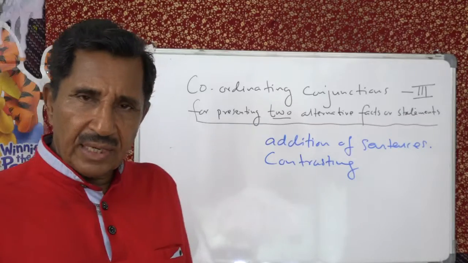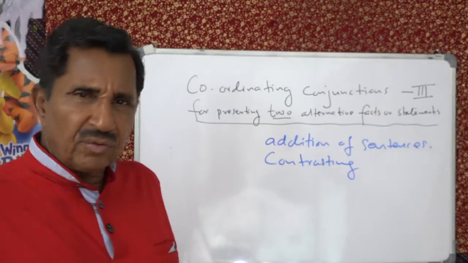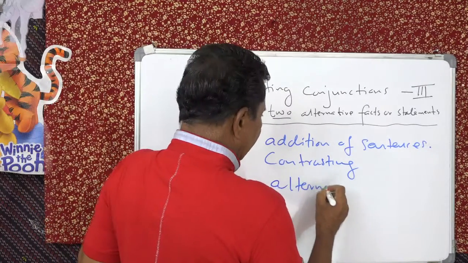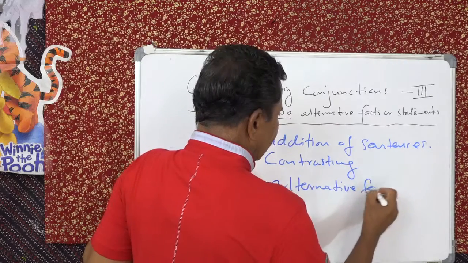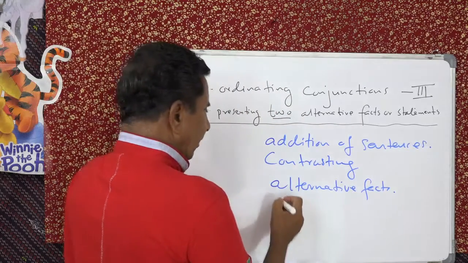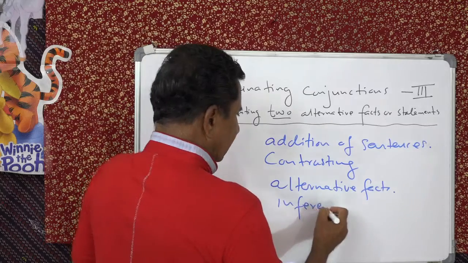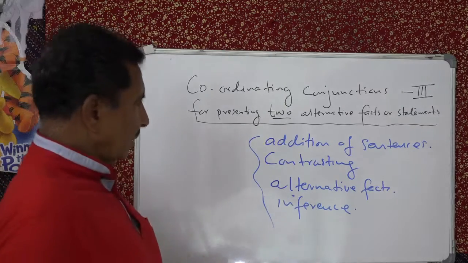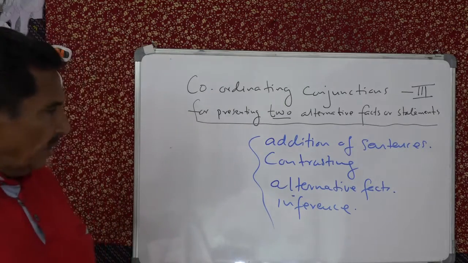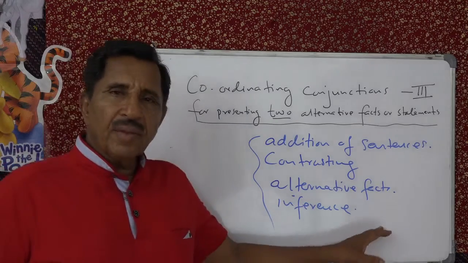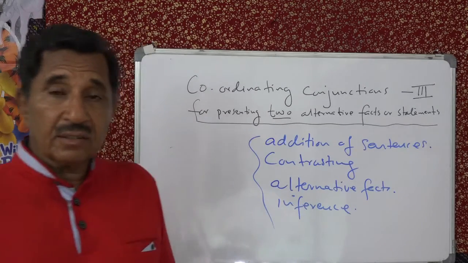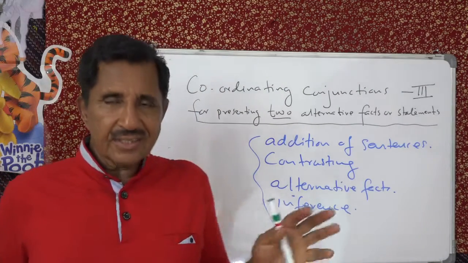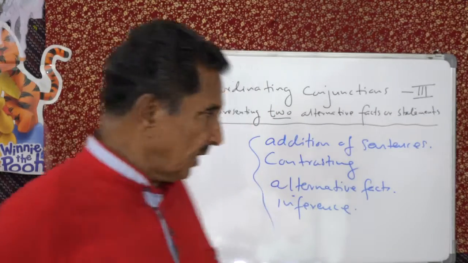But is very often used. So that's contrasting. Then we have got alternative facts, negative as well as positive, and also we have got the inferences, making an inference from a statement given. So these are the conjunctions, the contexts where we use coordinating conjunctions. Coordinating conjunctions always combine principal clauses, and therefore such sentences are what we call compound sentences, isn't it?